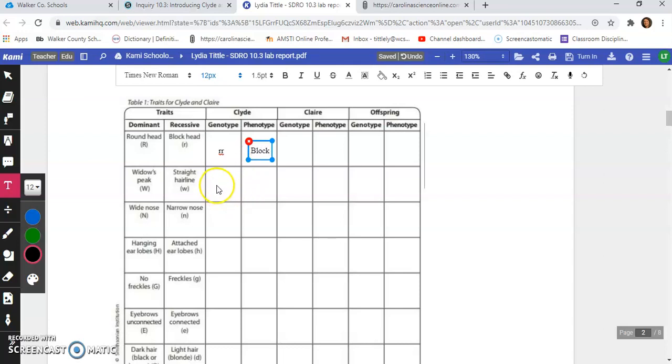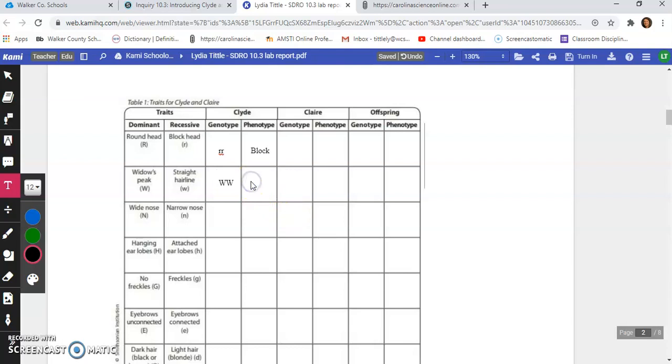Okay, now I would continue doing that for each of these traits. For widow's peak, you're just using different letters. You're using big W, little w. So let's say that I got 2 heads, so I'd have big W, and of course that would be widow's peak. And I'm just going to put widows there.